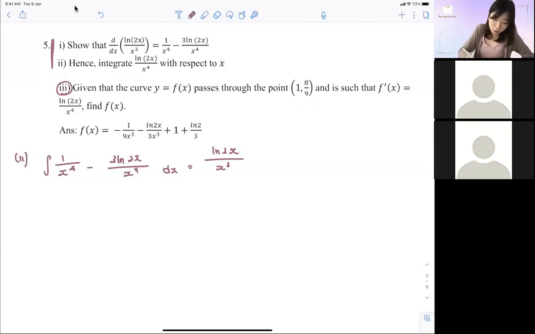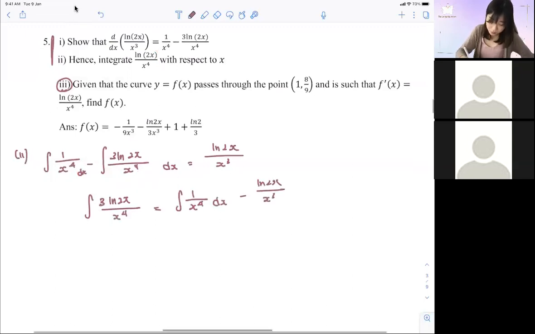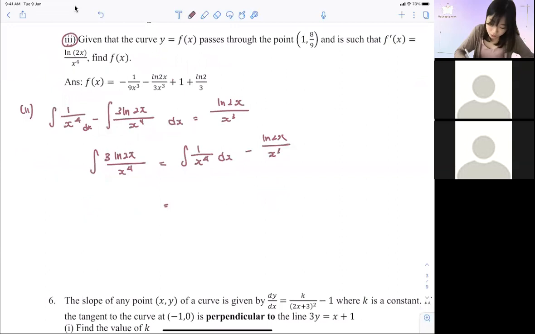So, Dylan, I go through first. This one, we need to split, because the part that they want is just this one. So you need to rearrange a little. Minus bring over plus, plus bring over minus. So you will have this, then you can start integrating.